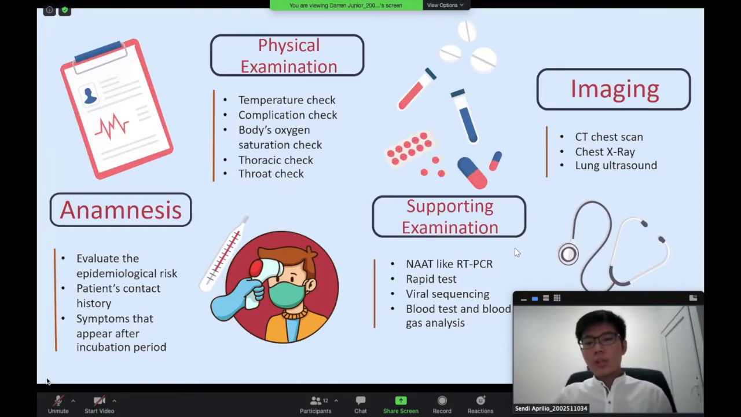There is also other examination, namely rapid test, but the sensitivity is lower than RT-PCR. There are also viral sequencing tests, and blood gas analysis that can be performed to diagnose COVID-19. In China, imaging also can be done to diagnose COVID-19. Imaging that is usually done is computed tomography chest scan and chest X-ray imaging. Lung ultrasound may also be performed to diagnose COVID-19.